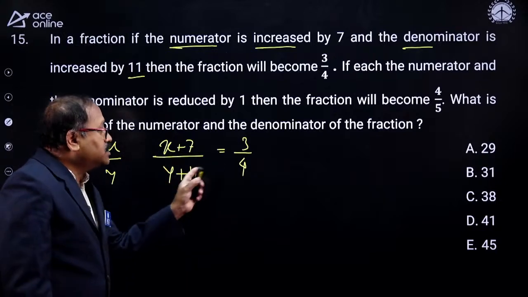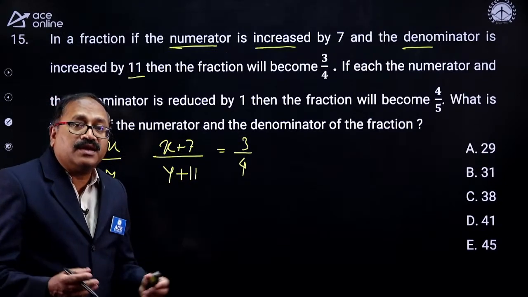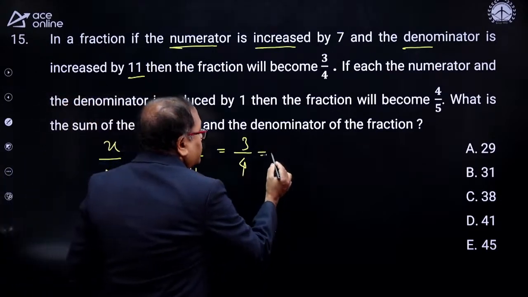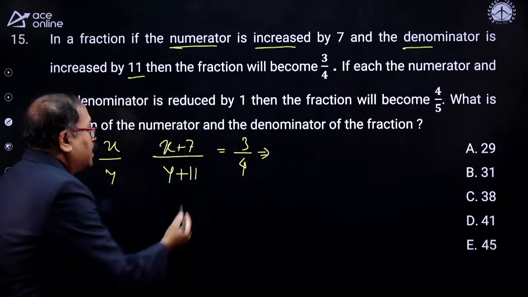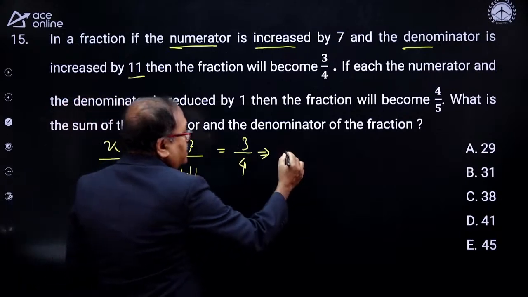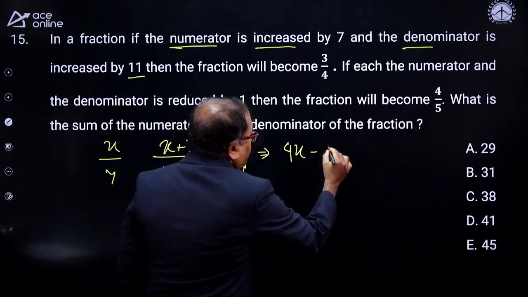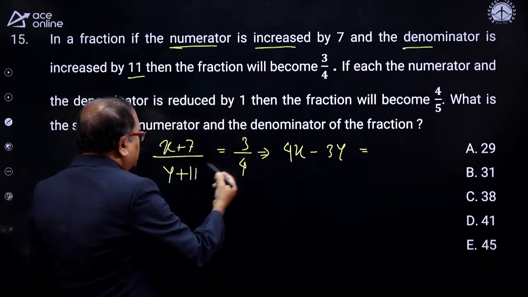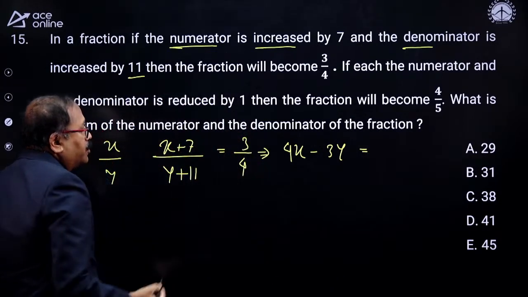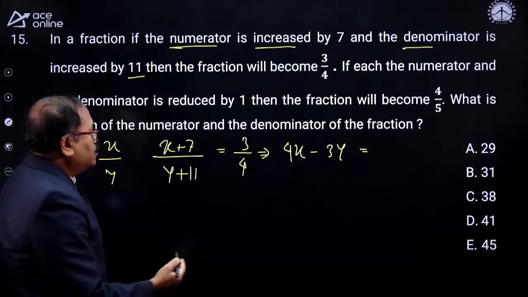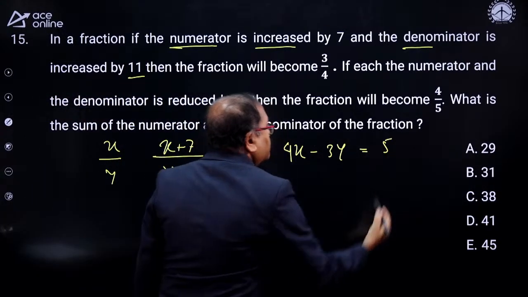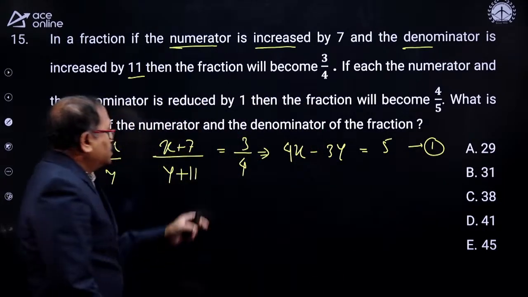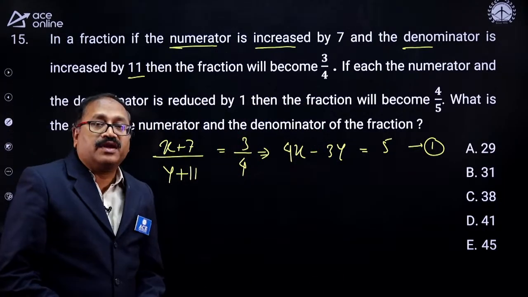Now can you get the answer here? Can you get x and y? No. You will get an equation over here. What is that equation? That is 4x minus 3y, which is equal to, here it is 33 and 28, so you get 5 here. That's your equation 1. So that is 28 and 33, 5.